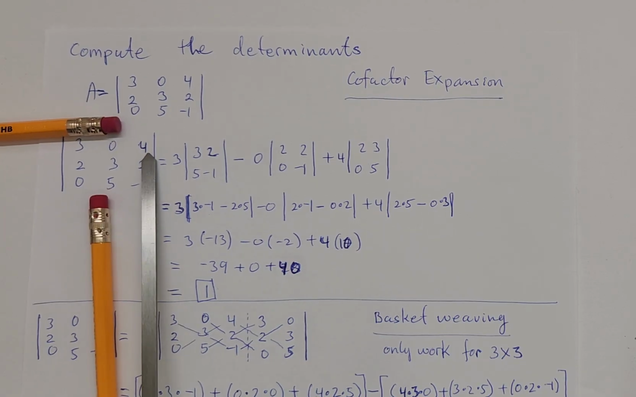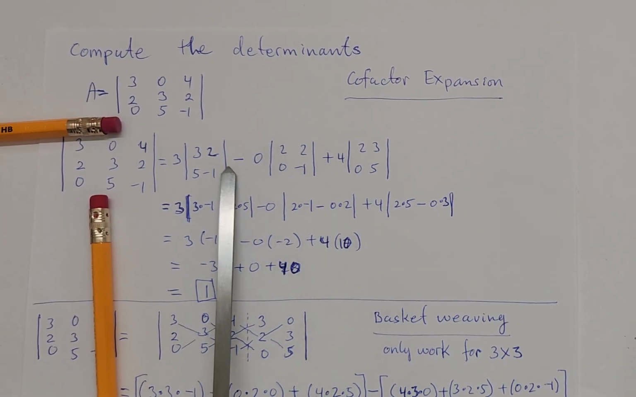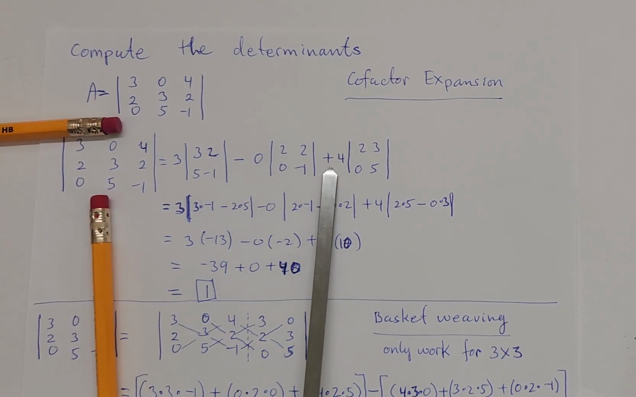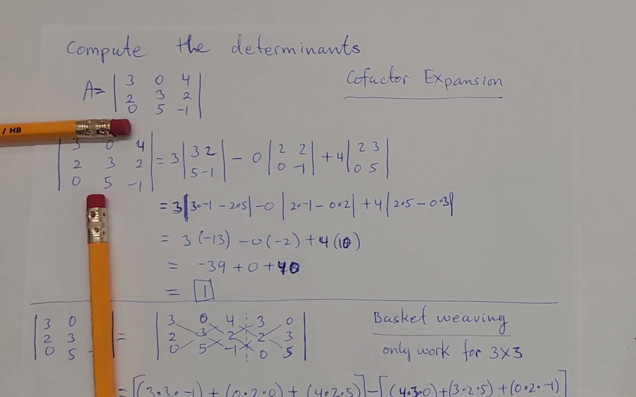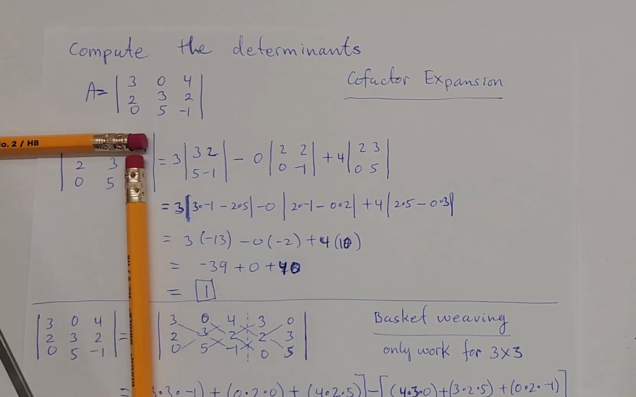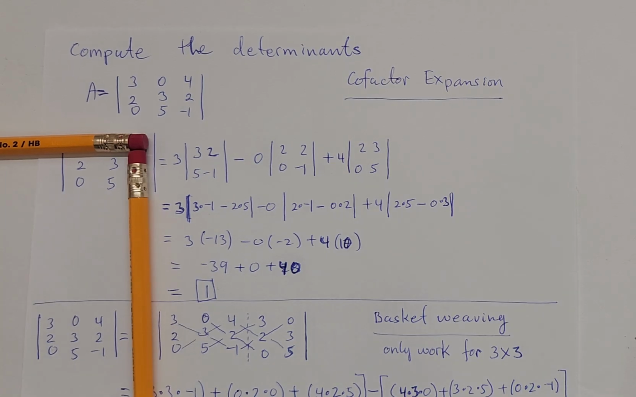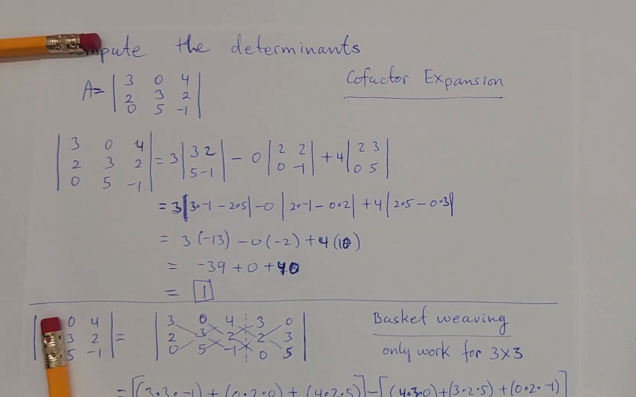Next, you will take the 4, put it here. Since this is a minus, the next one should be a plus. So take the 4, put it here. Block out the first row, block out the third column, 2, 3, 0, 5, which is here. Okay. After that, you will do the determinant for a 2 by 2.